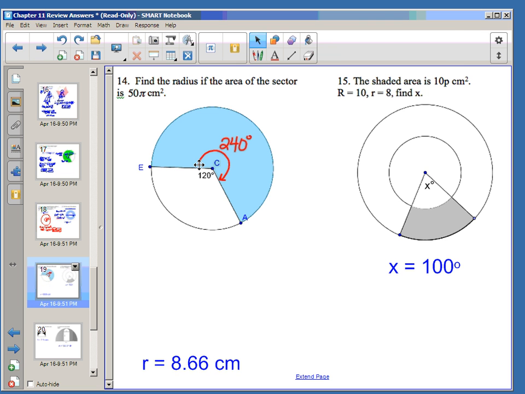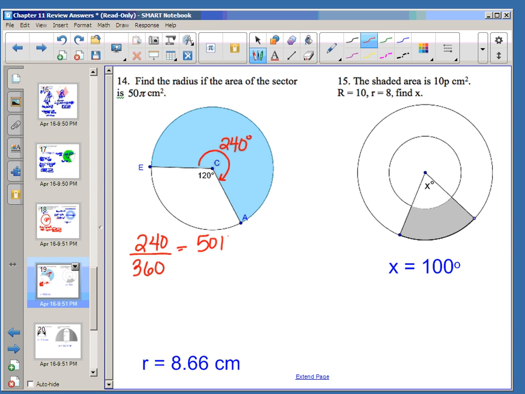So when I go to start setting this up, I'm going to do 240 out of 360, because that's the shaded part over the whole thing, is equal to the area of the shaded, which is 50 pi, because it tells me the area of the sector is 50 pi, over the area of the whole circle, which in this case I can't find because I don't know the radius. So I'm going to put pi r squared for the area of the whole circle, because once I find that radius, I could find the area of the whole circle. So I'm going to cross multiply.